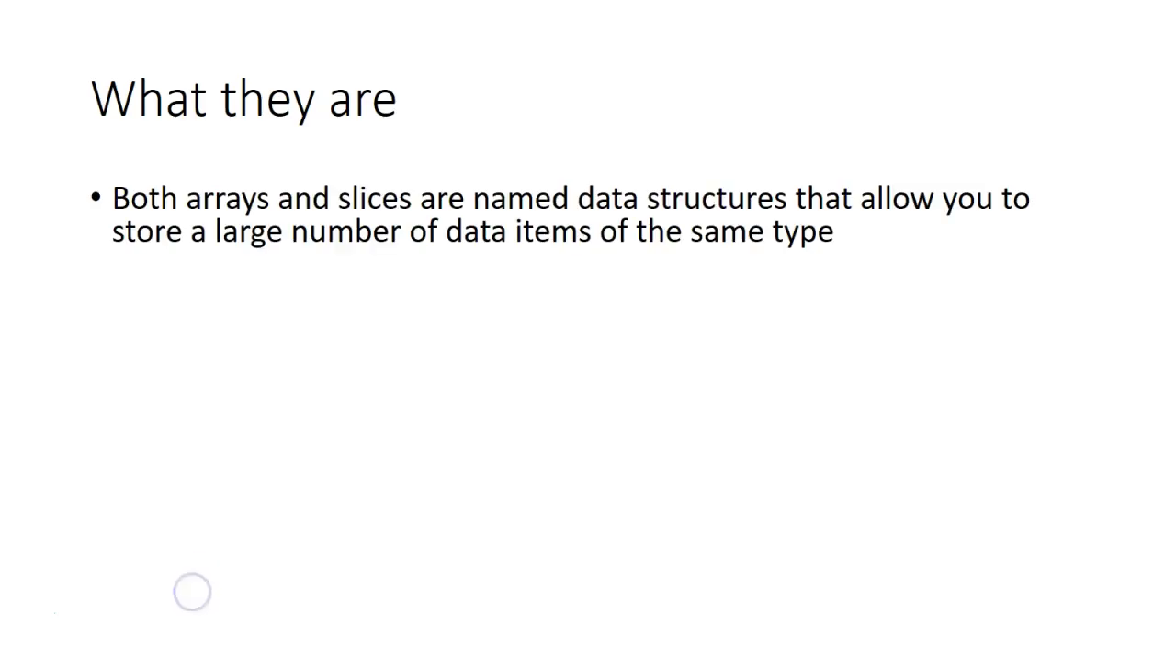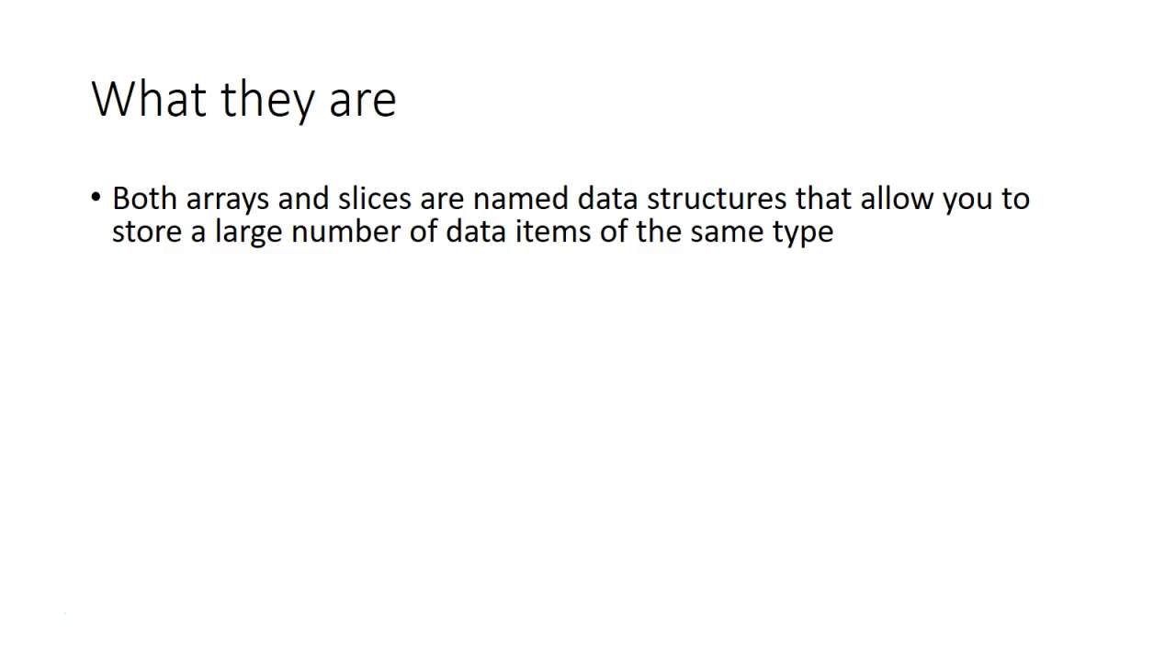So what they are, both arrays and slices are things called data structures. Data structures are things that we study a lot in computer science. It's a way of organizing data, of course, as you could imagine from the name. But both of them share an important characteristic. They can store large numbers of data items, but the important thing is that both of these storage things store items that are all of the same type.